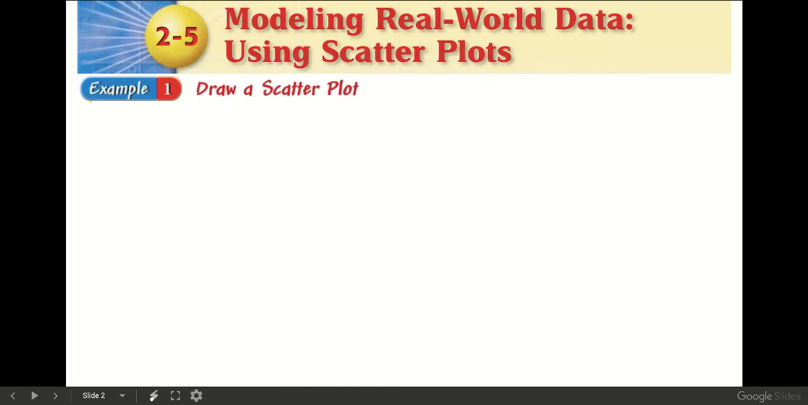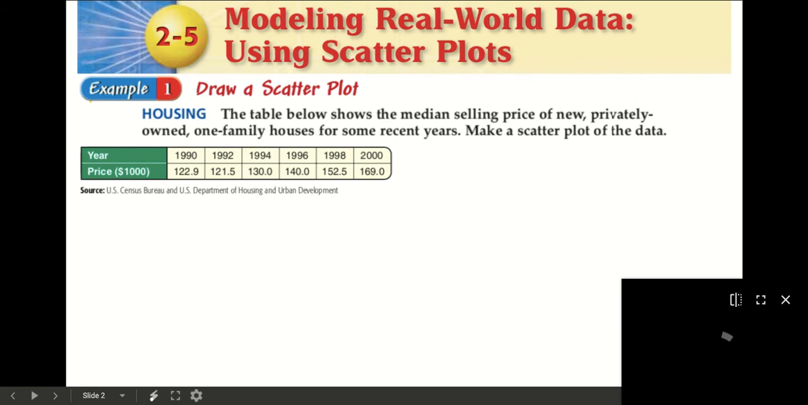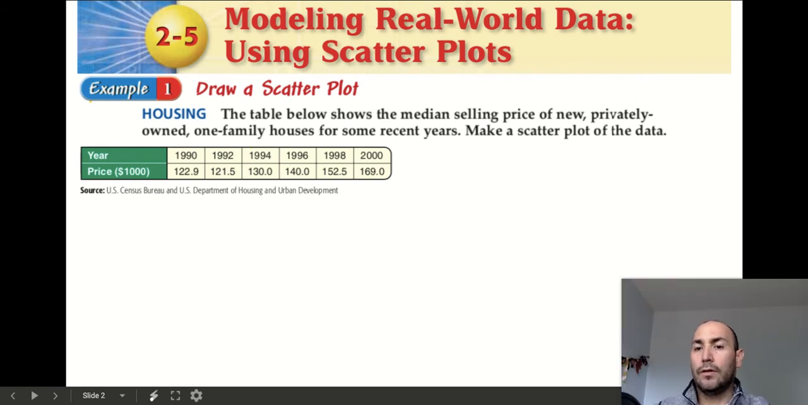If I were asked to draw a scatter plot, I'm going to first look at this example. It says the table below shows the median selling price of new privately owned one family houses for some recent years. It says make a scatter plot of the data. So here I have my data points, the year and the price. These are going to be treated kind of like coordinate points, so one's going to be an x value and one's going to be a y value.